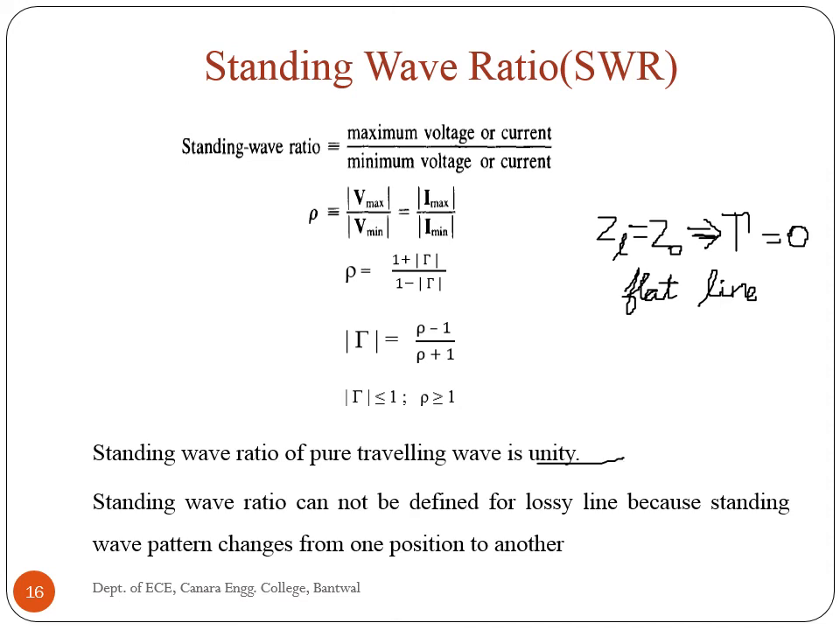Standing wave ratio cannot be defined for a lossy line because the standing wave pattern changes from one position to another. Standing wave ratio is related to the reflection coefficient, that is gamma, and the magnitude of the reflection coefficient can be defined by the SWR value. The magnitude of the reflection coefficient is always less than or equal to 1. The SWR value is always greater than or equal to 1.